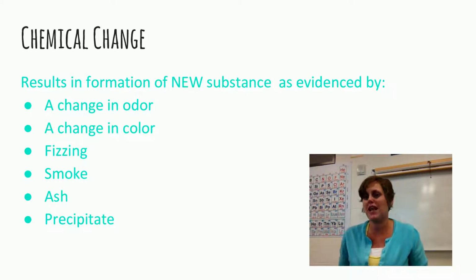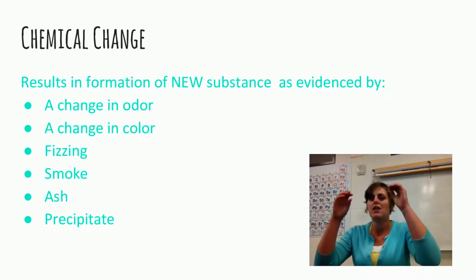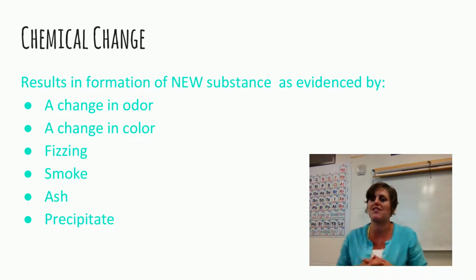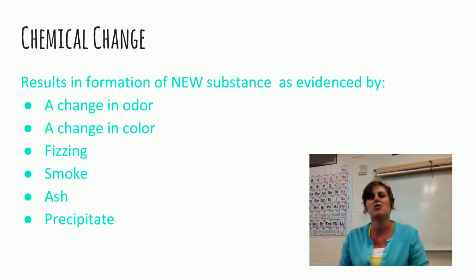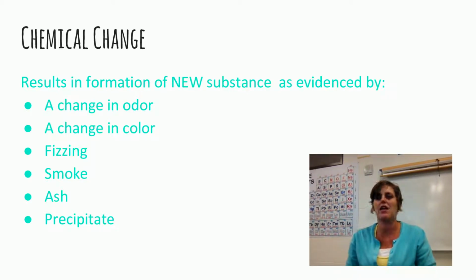Smoke, ash, a precipitate. A precipitate, remember, is when solid comes out of solution. It doesn't happen that often, but that's something people often forget about because it's hard for us to do all hands-on lab with that occurring. So remember, precipitate is when the solid comes out of solution. It's going to be a chemical change when you're not expecting that.